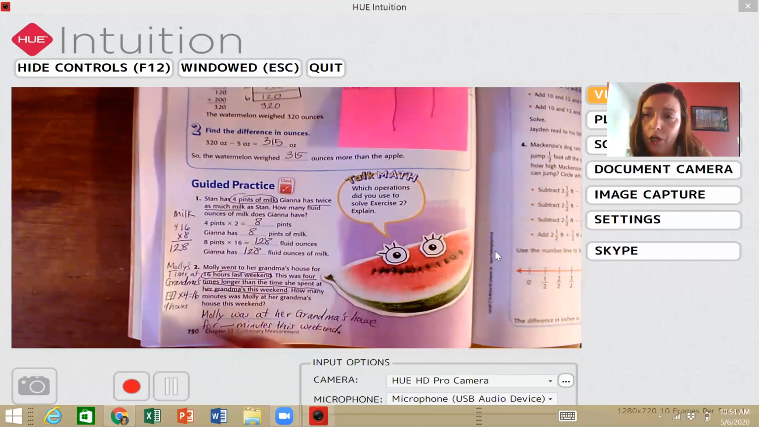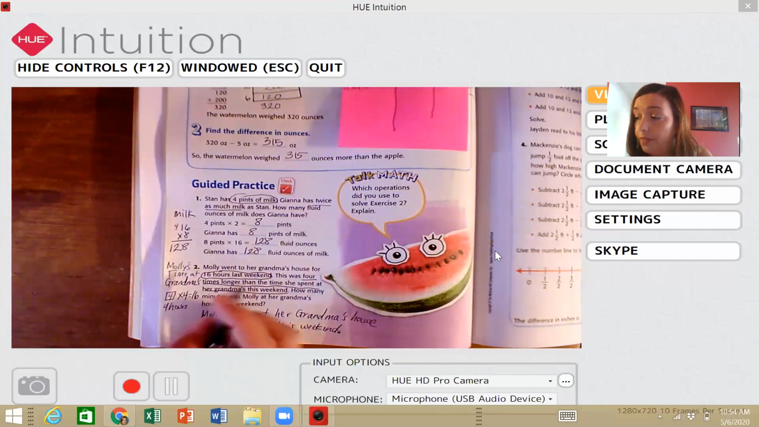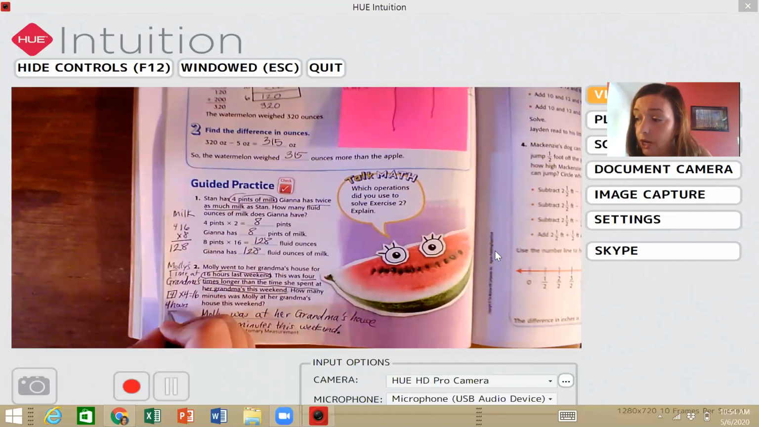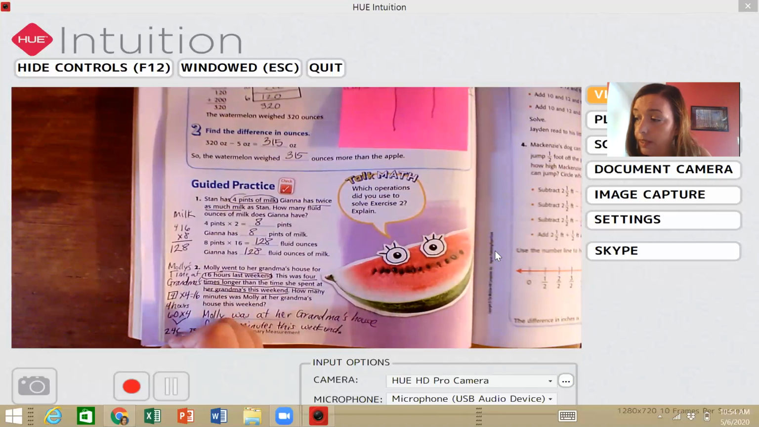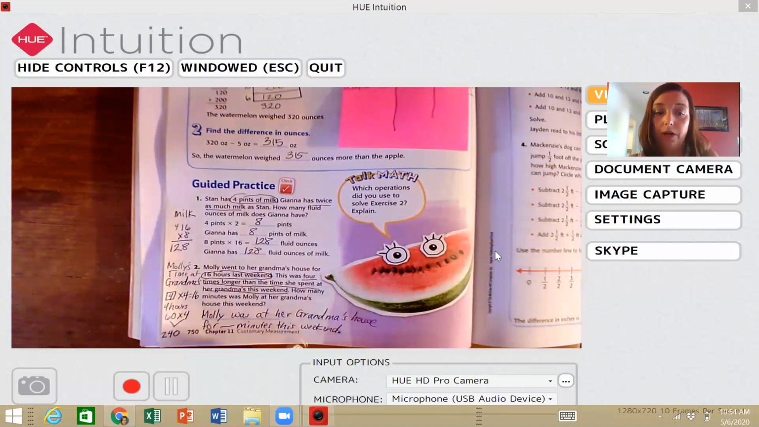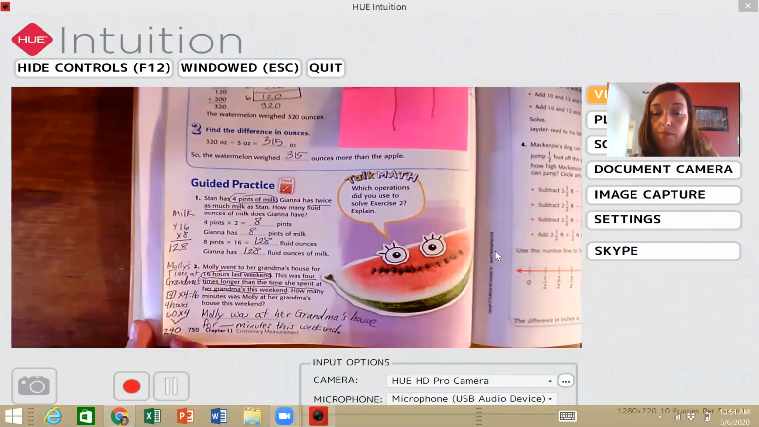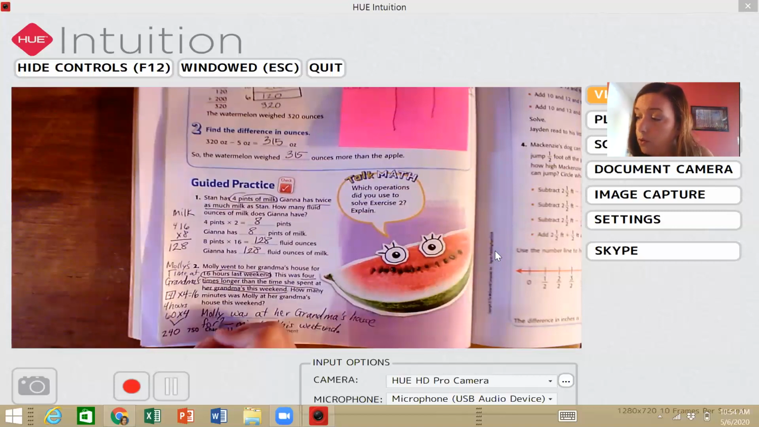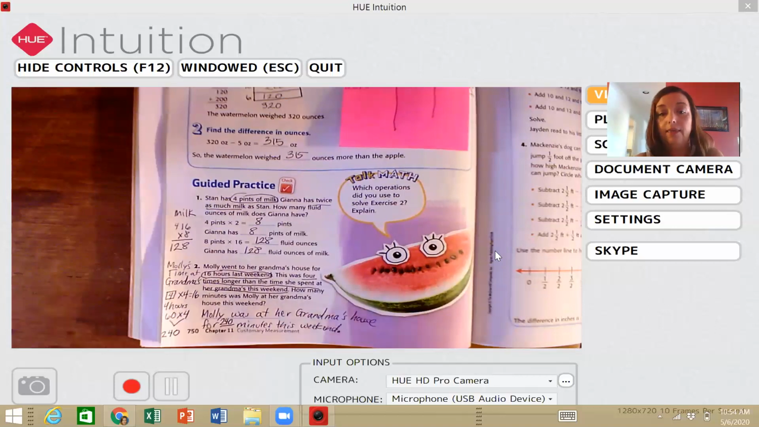Now, I have to know how many minutes are in 4 hours. Well, I know that there are 60 minutes in each hour times 4 hours. And so I know 6 times 4 is 24. And then I make that 10 times longer because I'm doing 6 tens times 4 is 240. So Molly was at her grandma's house for 240 minutes this weekend.